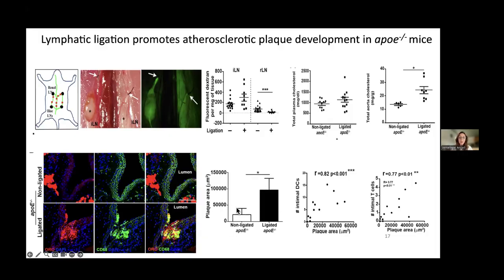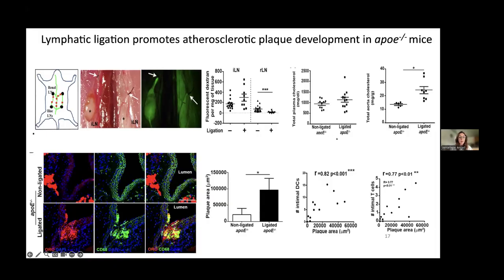And this is shown here where you can definitely see an increased plaque area when the lymphatics were ligated in these ApoE knockout mice, as well as more immune cell accumulation, such as dendritic cells and T cells that are known to usually migrate out from the tissue by the lymphatics. So here really suggesting that lymphatic ligation can promote atherosclerotic plaque development.